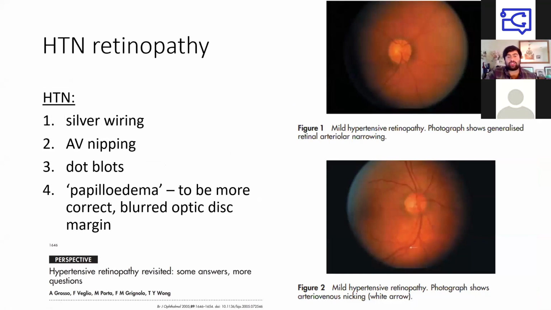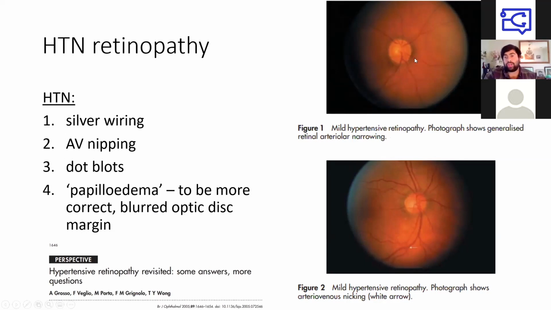I just wanted to take a moment to talk about hypertensive retinopathy. Again, this is not something we're going to have an SBA on, so I thought I'd just cover it quickly. Essentially, the summarized version is that the stages of hypertensive retinopathy are silver wiring, AV nipping, dot-blot hemorrhages, and then papilledema. So again, I'd like to direct you to this paper, which I found recently, which I think is a very nice summary on hypertensive retinopathy. Just referencing it because there are some very nice pictures in it, and that's where these pictures on the right are from.